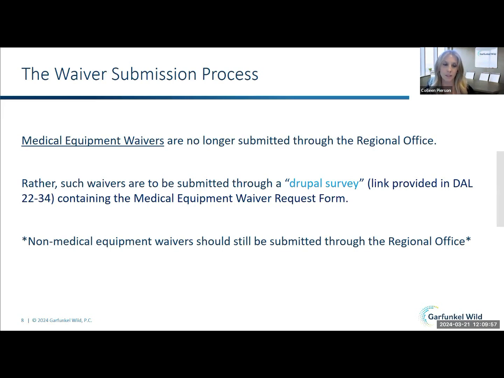I'm sure you all have seen them, but it's a fillable form that still requires you to attach documents such as the 4235B form and other documentation. As a side note, non-medical equipment waivers are still submitted through the regional office. It's only the medical equipment waivers that are submitted through the Drupal survey now.